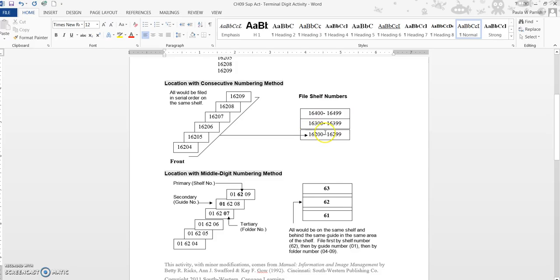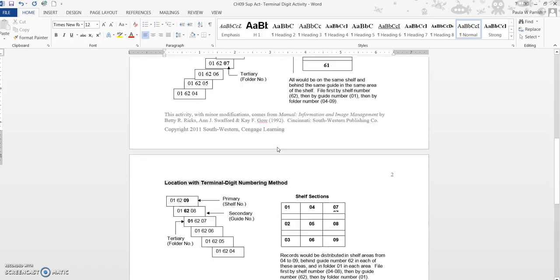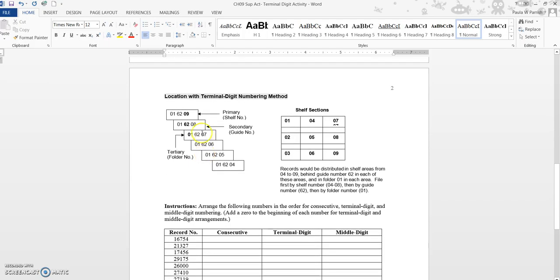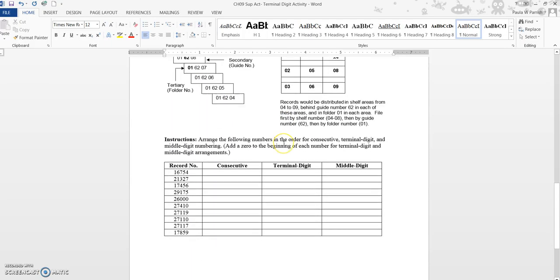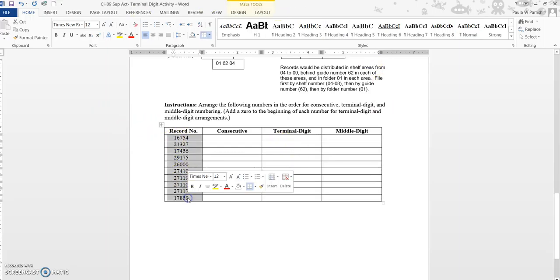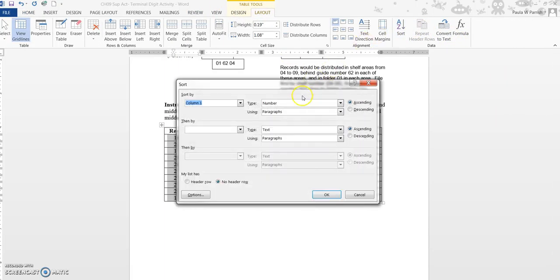So they would actually find a shelf number that these numbers would fall under. Then you also have the middle digit and you have the terminal digit. So the middle digit is going to be the middle number that you see, and the terminal digit is going to be the last number that you see. So if I take these numbers here, these are the numbers I'm going to use for all 3 columns. So I'm just going to take this one and I'm going to sort it from A to Z.